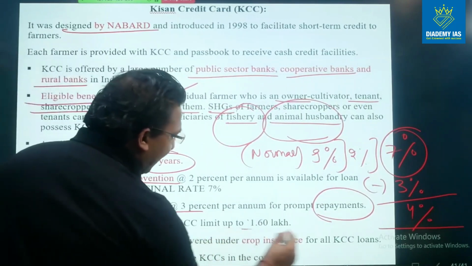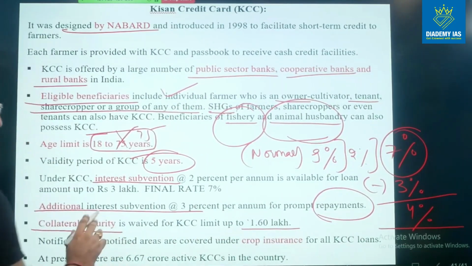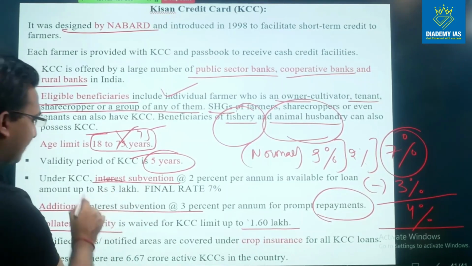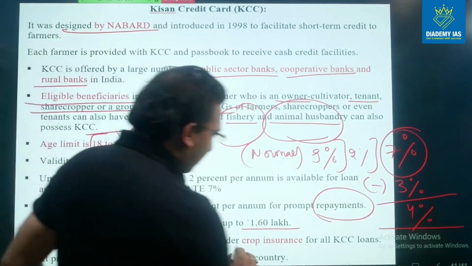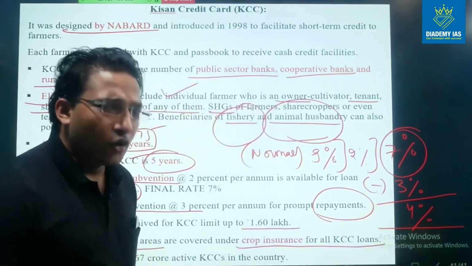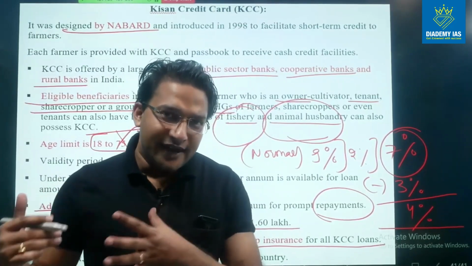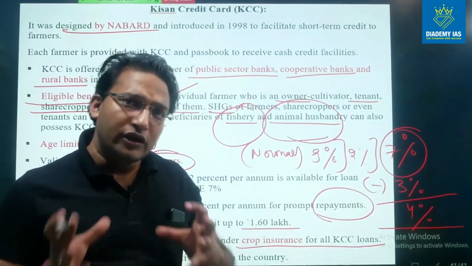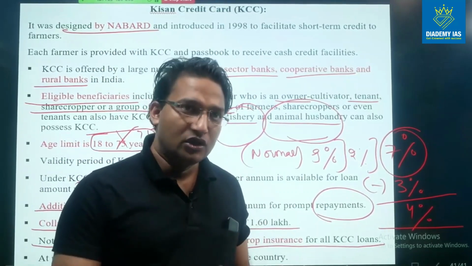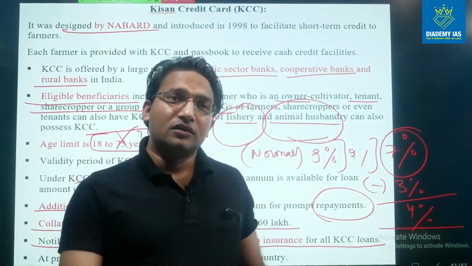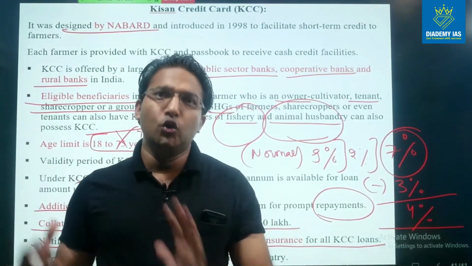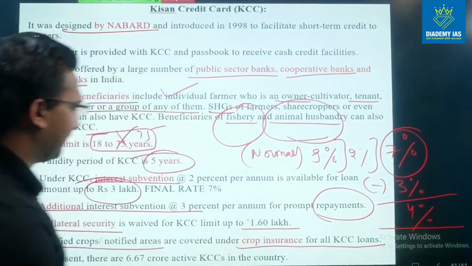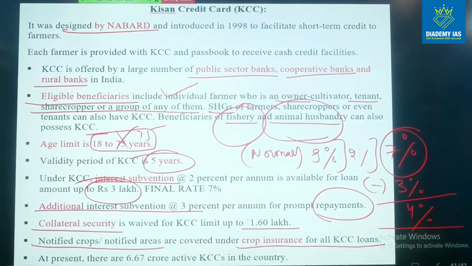Up to rupees 1.6 lakh there is no collateral security, है ना. और ये जो interest subvention है ये 3 lakh तक है. This is only up to 3 lakh rupees. Notified crops or notified areas are covered under crop insurance for all KCC loans. So if KCC loan is being given, then some notified crops or notified areas, they also need to be insured. There needs to be crop insurance, so that if there is a damage, the farmer is able to get the compensation, and that compensation can be used for giving back the loan which has been taken in the form of Kisan Credit Card. At present, there are 6.67 crore active credit cards in India, right?